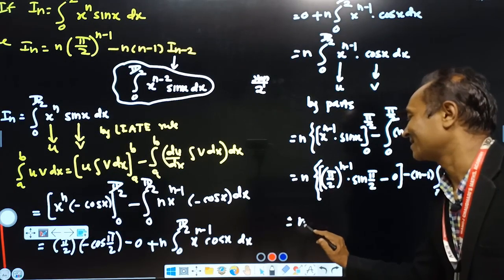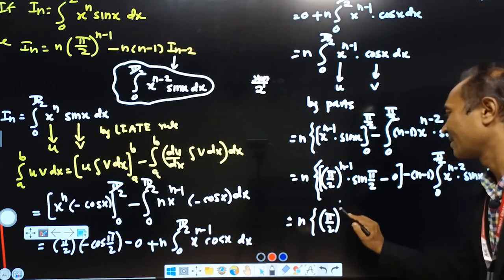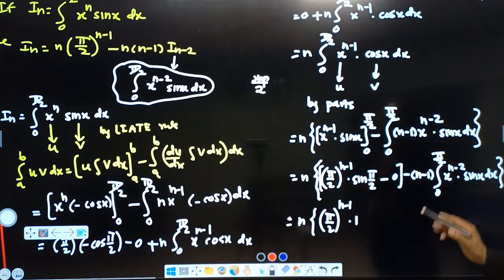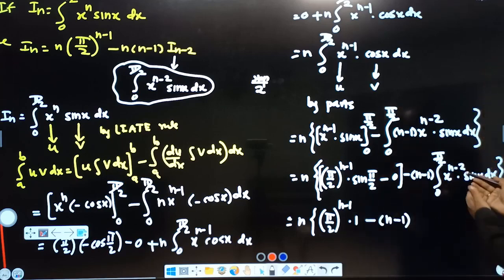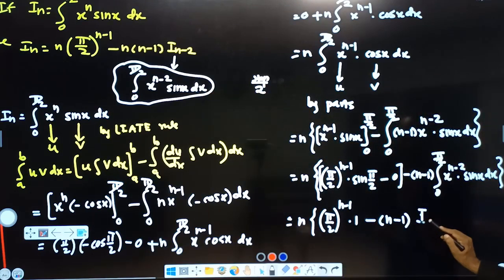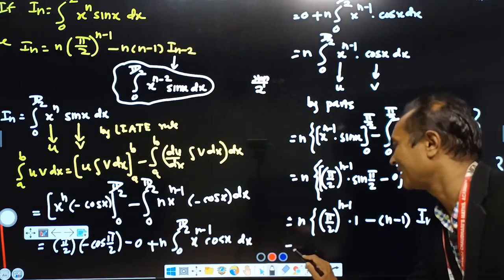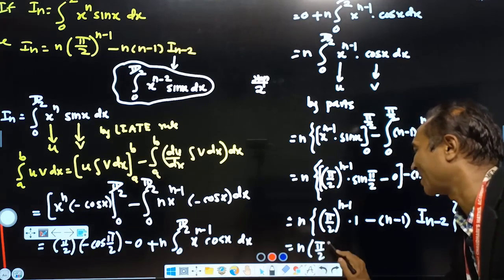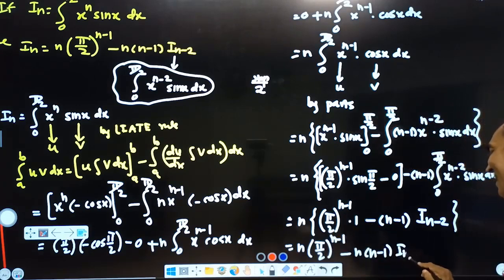Next, n as it is, pi by 2 raised to n minus 1, sin pi by 2 is 1, minus n minus 1. And what is the value of this integral? See, the value of this integral is the same: power of x is n minus 2, so it is I suffix n minus 2. Whatever the power of x, that is the suffix of I. Now simplify: it is n pi by 2 raised to n minus 1 minus n minus 1 times I suffix n minus 2, which is our RHS.